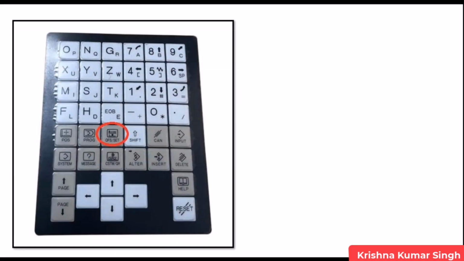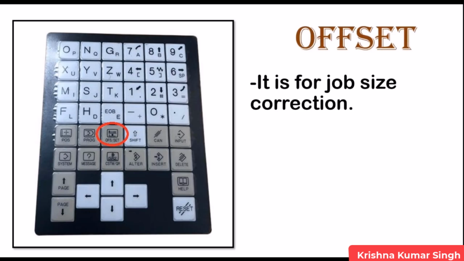This is the offset key. The offset key is used for job size correction, meaning it helps maintain job size within limits or tolerance. All size-related work is done through the offset function. There are three types of offsets.